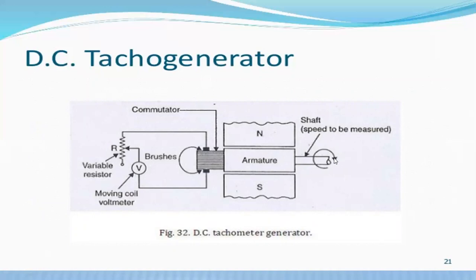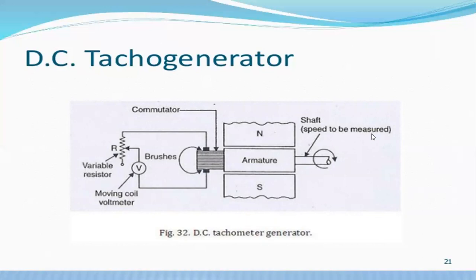You can see the different constructional details of this DC tacho generator. It has a rotating shaft. That rotating shaft is connected to an armature, and the permanent magnets are placed around the armature. It is a north pole magnet and a south pole magnet. These two permanent magnets are used to develop the EMF of the DC tacho generator.